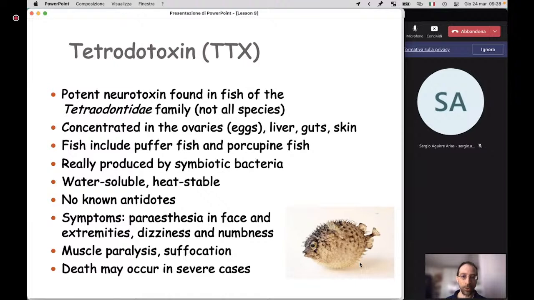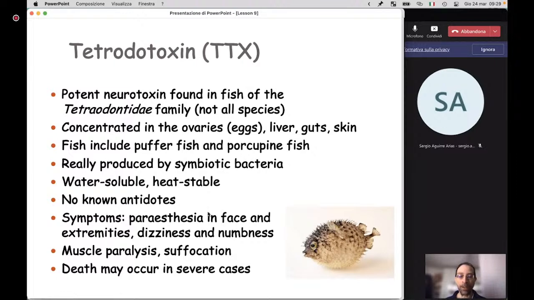And the bacterium produces this toxicant in the ovaries, in the liver, the guts, and the skin. So all of these parts have to be carefully eliminated without contamination of the other parts before eating the fish. And it is, of course, quite difficult. You have to have a license in order to carry out this procedure.